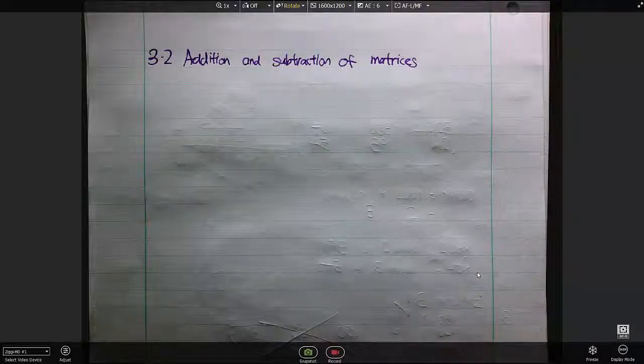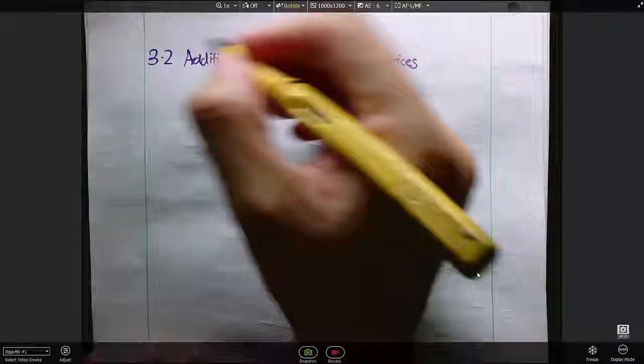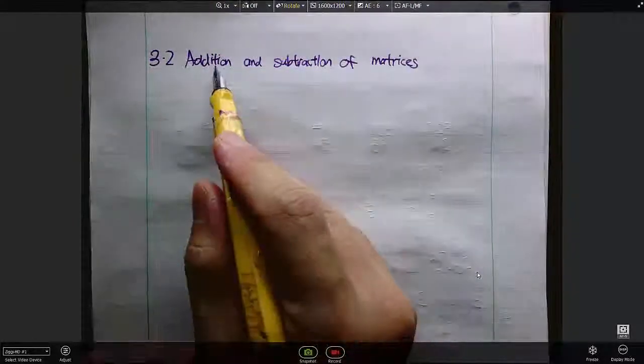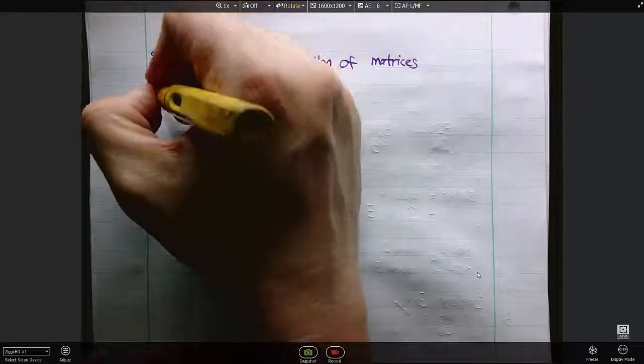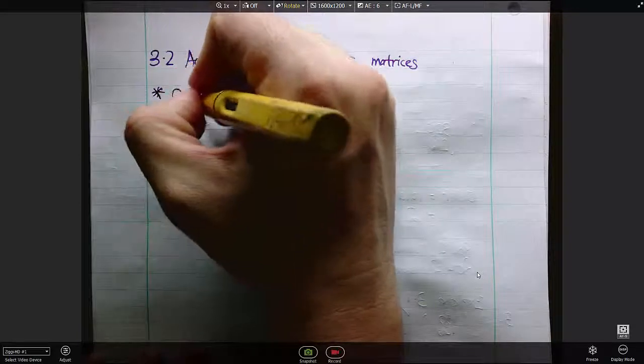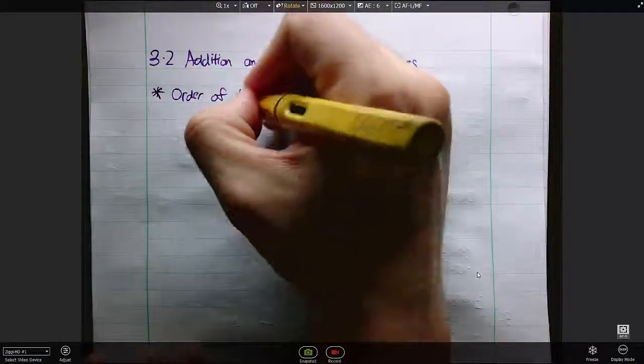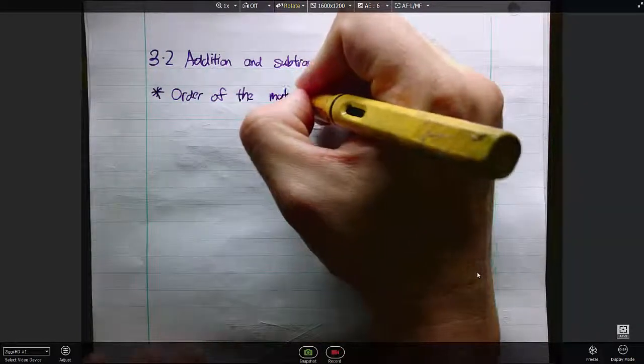Okay, today we do 3.2 addition and subtraction of matrices. In 3.1 we have already learned about the order of matrices. So the most important thing for this part is, in order for us to be able to add or subtract matrices, the important point here is that the order of the matrices must be the same.